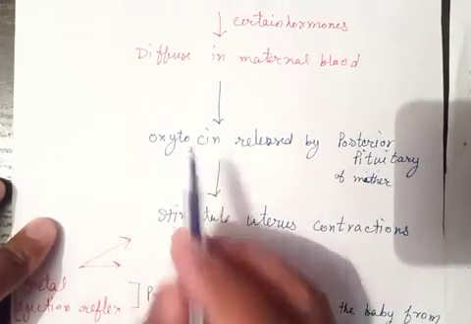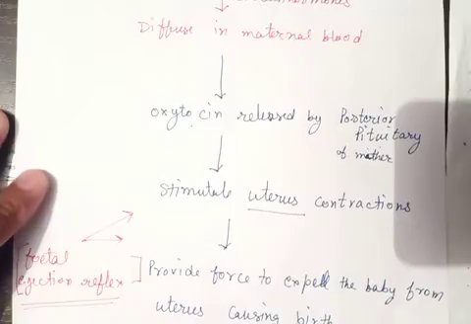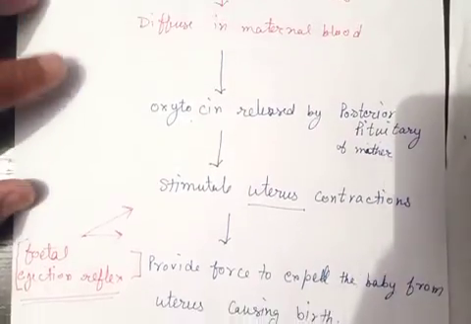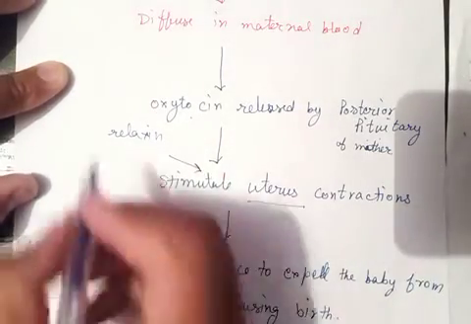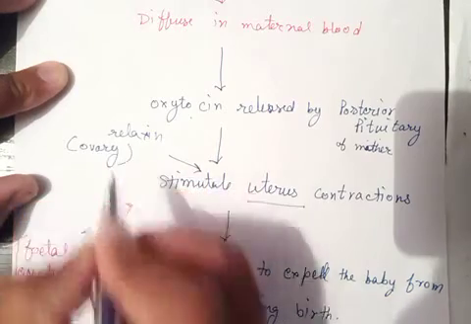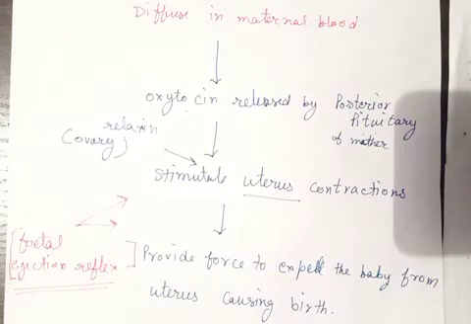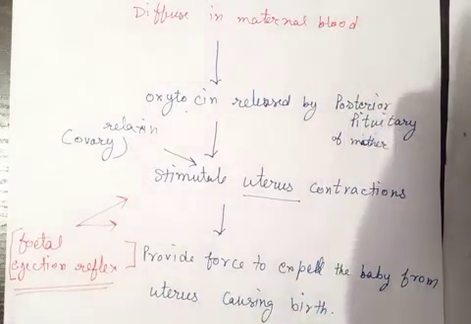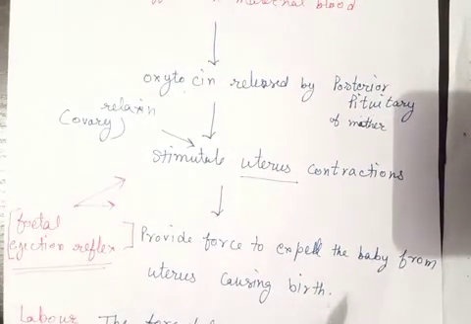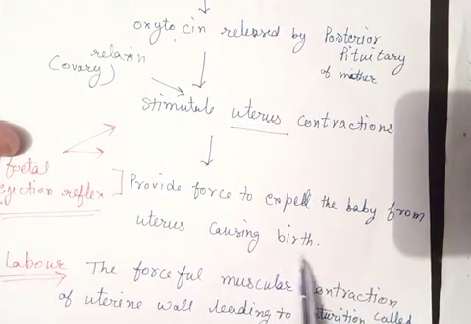So now the oxytocin starts to stimulate contraction in the uterine walls. Another hormone, relaxin, which is released by the ovary, also stimulates uterine contractions. When the contraction occurs, it pushes the baby towards the outside and provides a force to expel the baby from the uterus, causing birth.